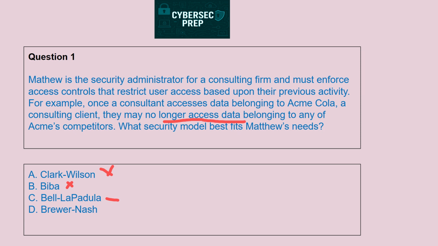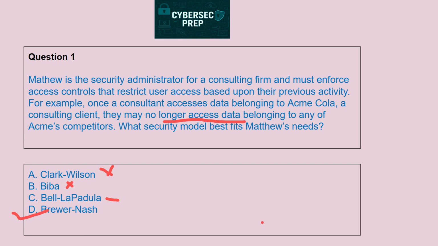So basically it is also called a Chinese wall, right? The Brewer Nash model has another name, which is the Chinese wall model. What it does is it allows access controls to change dynamically based upon the user's actions. So it is often used in environments like Matthew's to implement a Chinese wall between data belonging to different clients. Hence this is the most appropriate and best answer.